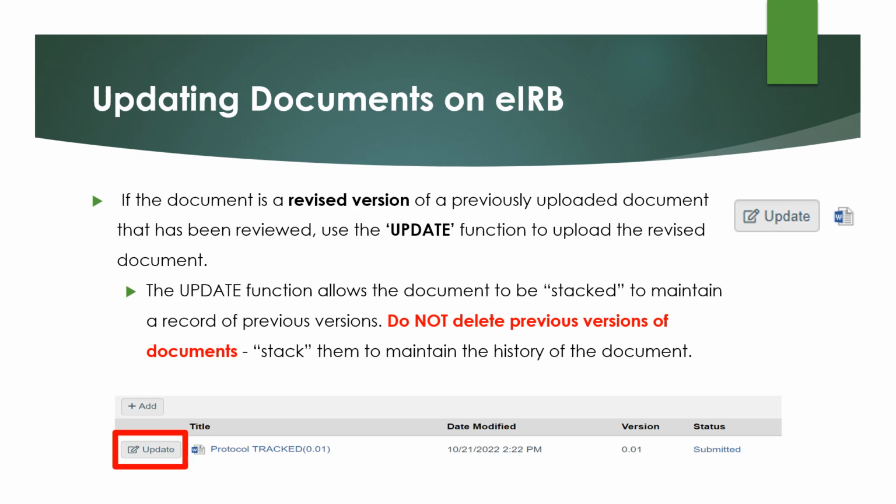Updating documents on eIRB. If the document is a revised version of a previously uploaded document that has been reviewed, you use the Update function to upload the revised document. The Update function allows the document to be stacked to maintain a record of previous versions. Note that you do not delete previous versions of documents, and instead you stack them to maintain the history of the document.